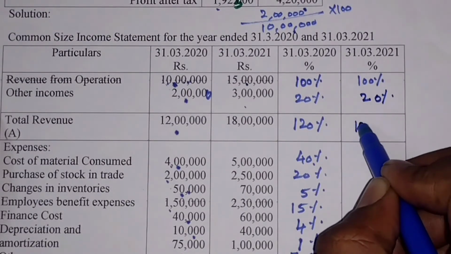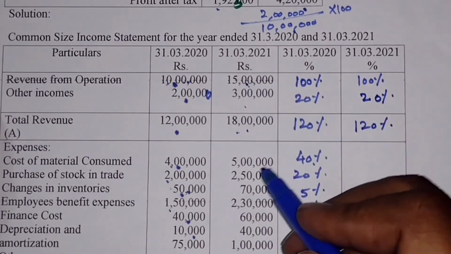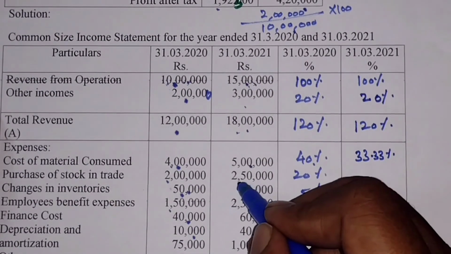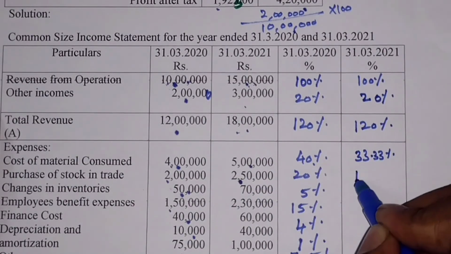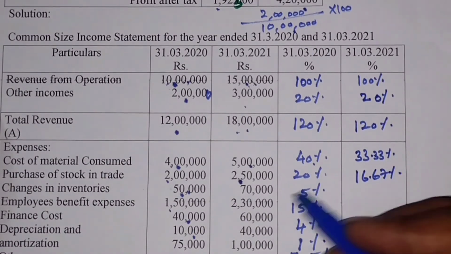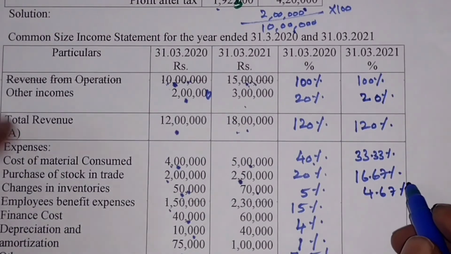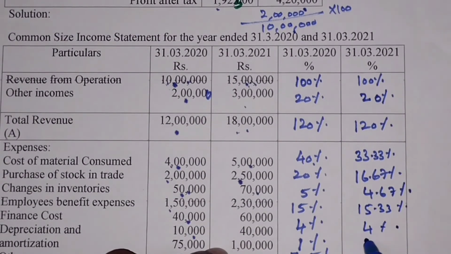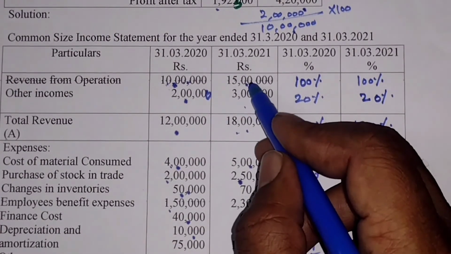Again 20%, you get 120%. 18 lakhs divided by 15 lakhs. Now 5 lakhs divided by 15 lakhs is 33.33%. 2,50,000 is half of 5 lakhs, so in the same manner it is half of this percentage. The calculation will be very tricky here. 70,000 divided by 15 lakhs is 4.67%. In the same manner, for the remaining things we get 15.33%, 4%, 2.67% and 6.67%, that is 1 lakh divided by 15 lakhs.